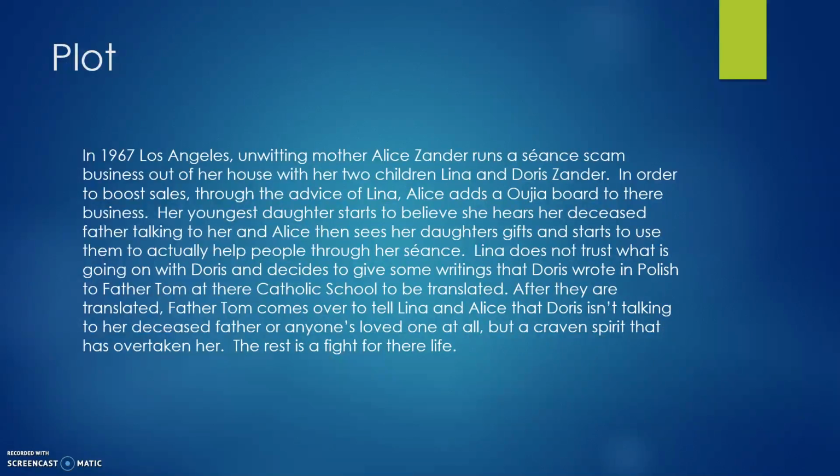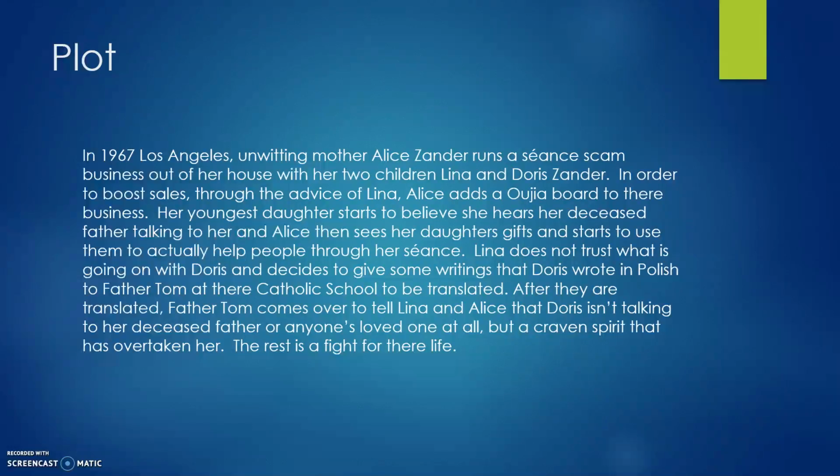The plot, this is just a summary. Probably not the best summary, but it says in 1967 Los Angeles, unwitting mother Alice Xander runs a seance scam business out of her house with her two children, Lena and Doris Xander. In order to boost sales through the advice of Lena, Alice adds a Ouija board to their business. Her youngest daughter starts to believe she hears her deceased father talking to her, and Alice then sees her daughter's gifts and starts to use them to actually help people through her seance.